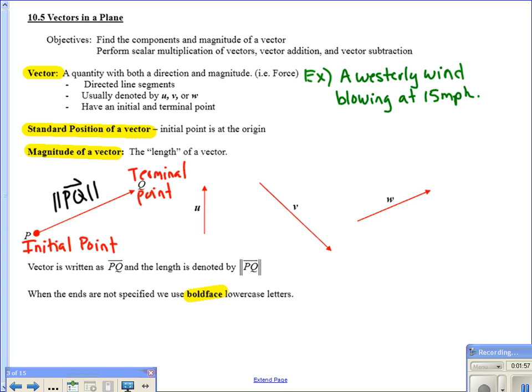And notice that when the endpoints are not specified, we use boldface lowercase letters. But unless you're using a computer, it's hard to make your letters look like they're boldface. So a lot of the time you'll see a line like this on top of the variable when somebody is writing it out. That also means that you have a vector. And the length of this vector u would be written like this. So we can write it like that when we're not giving the terminal and initial points. So these are just examples of vectors and what they look like.